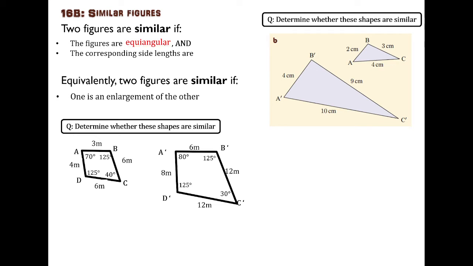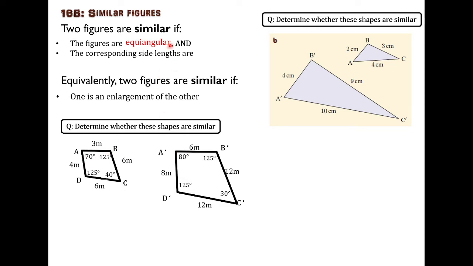To give you an example of what that means, do these shapes here have the same matching angles? No. Look, this one's 70, but this one's 80. So these two shapes are not equiangular.